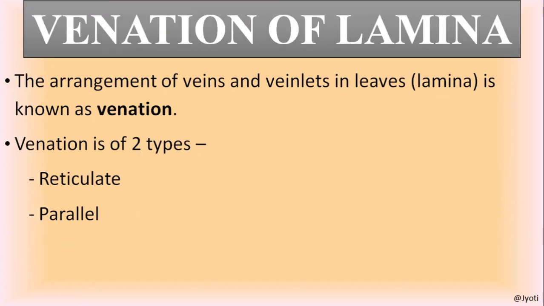Then venation of lamina. In the leaf lamina, I have shown you that there is a midrib, then the midrib is branched to form the veins, which are branched to form the venules. So the arrangement of veins and veinlets in leaf lamina is called venation, very very important. And this venation is of two types. One is reticulate, other is parallel. And the difference between reticulate and parallel venation is very very important.